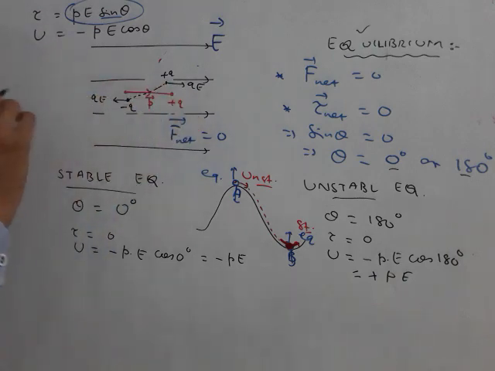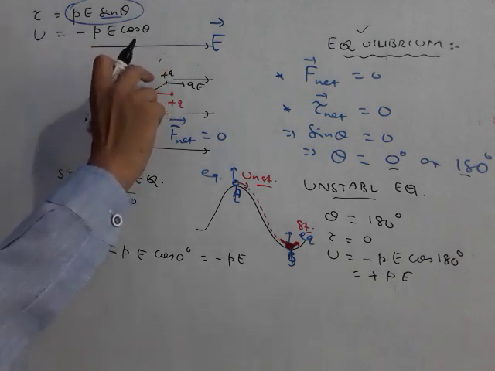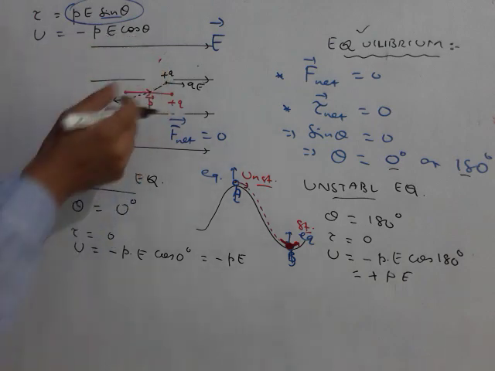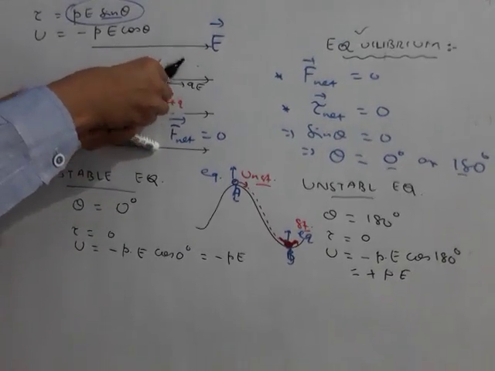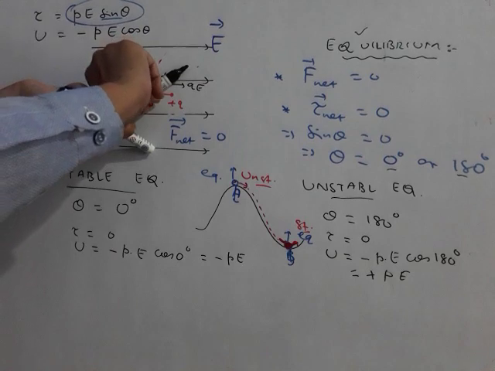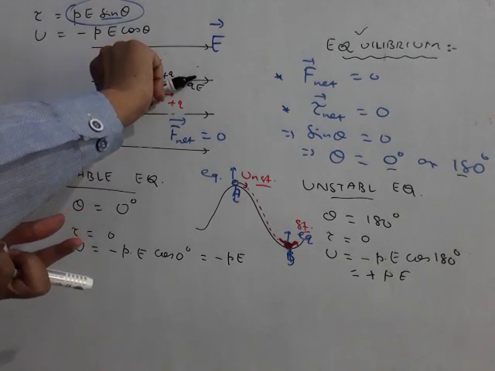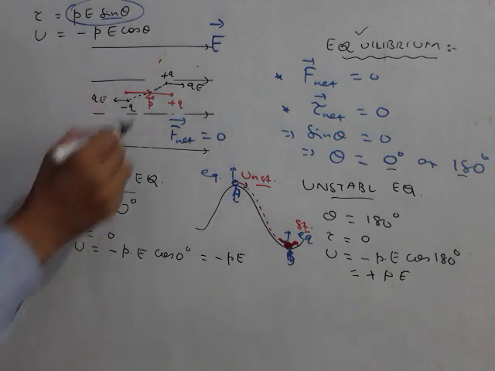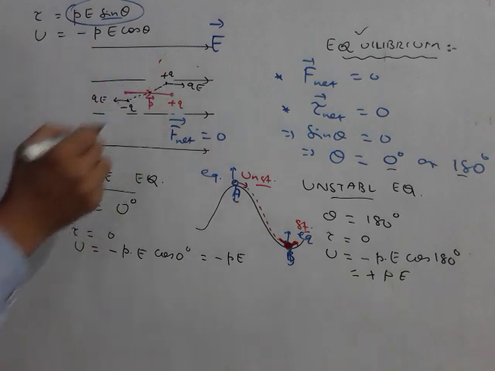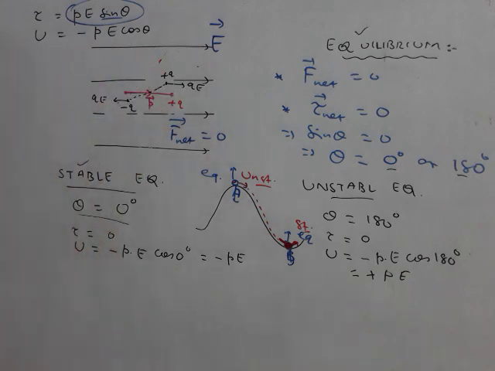These two forces, don't you think they will apply a torque? Yes. And what will be the direction of that torque? That torque will try to bring this dipole, see, this is the dipole, one force here, one force here, so this will try to bring the dipole back to the initial equilibrium state. That's why theta equal to 0 degree, that angle, corresponds to stable equilibrium.